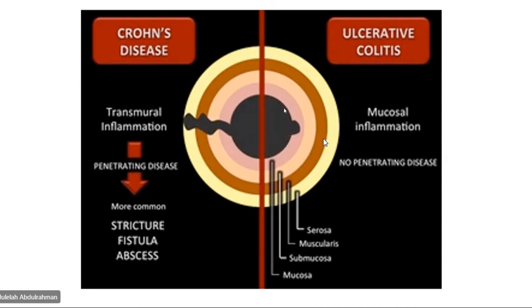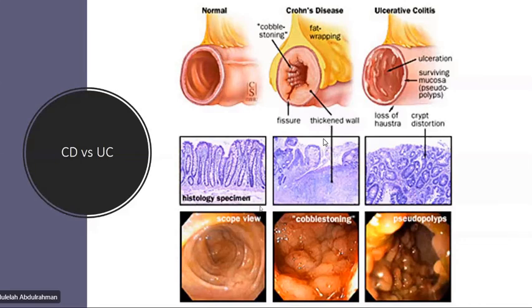In ulcerative colitis, you can see it's affecting the most superficial layer, which is the mucosa, while in Crohn's disease, it's transmural inflammation. This is why it can lead to complications like penetrating disease and more commonly stricture, fistula, and abscesses, because of the transmural nature of the inflammation. Again, this is showing you what we talked about earlier in the gross pathology.